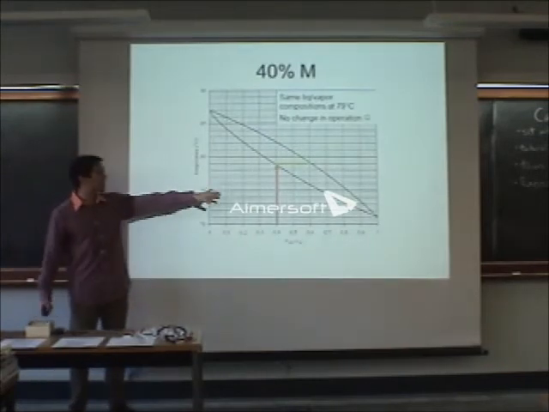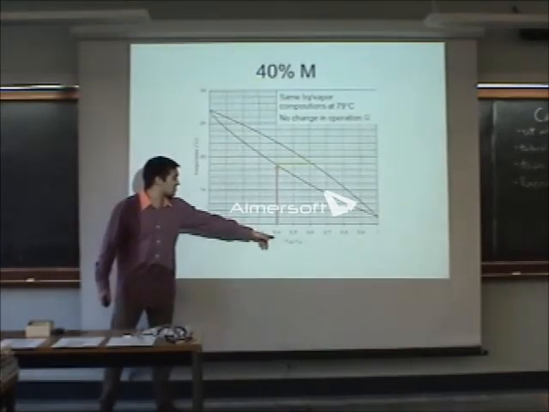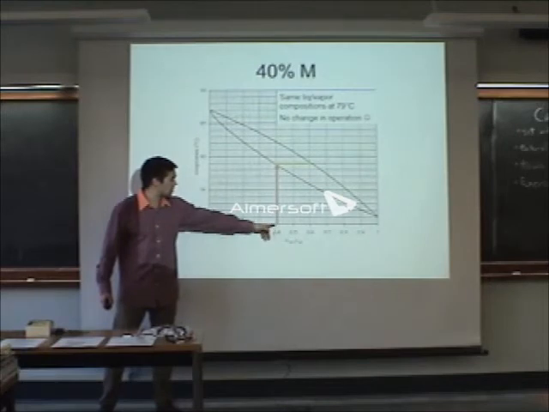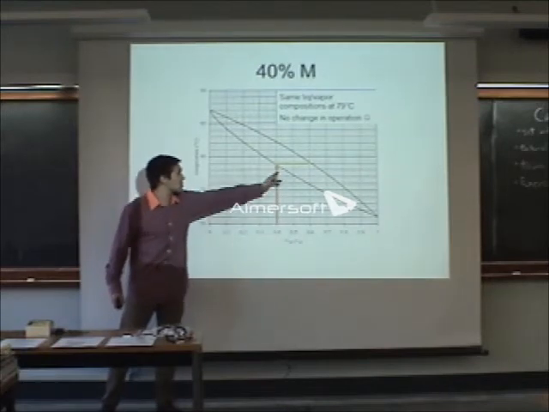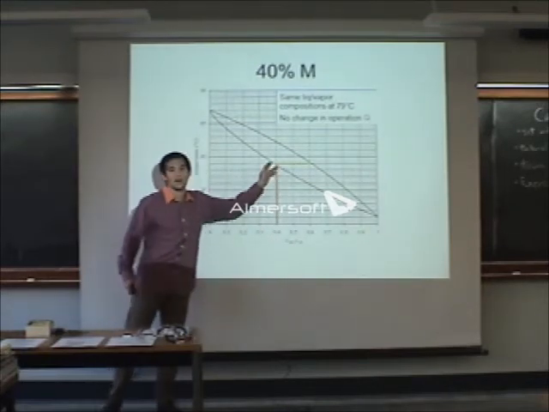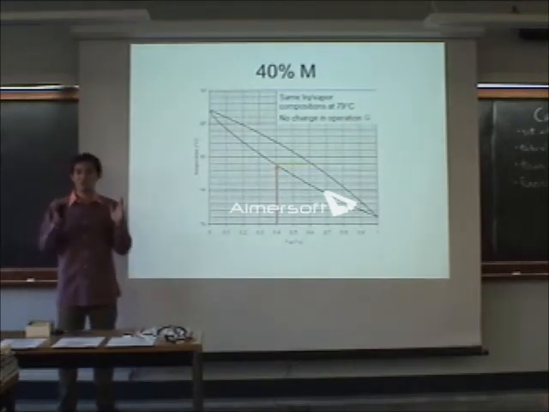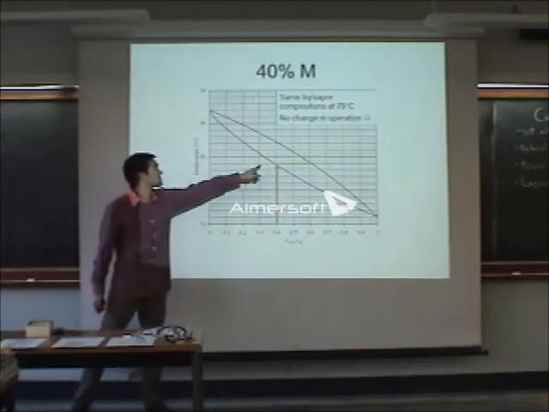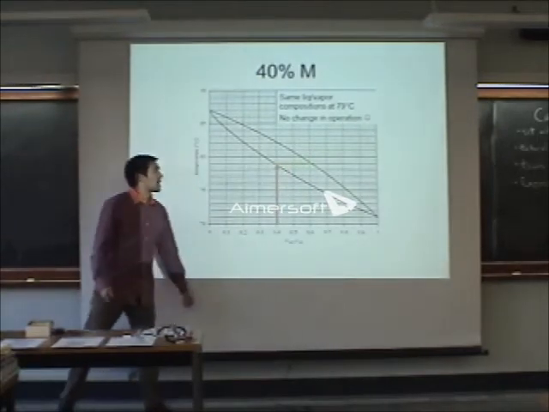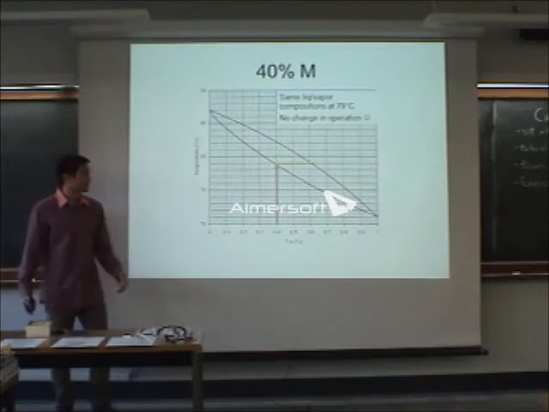So now there's going to be no change in operation, because the feed stage coming in at 40% M liquid still fits into the tie line. So if the feed stage fits within the tie line for that cooler, it's not going to change any of the conditions, because we're going to get the same liquid and vapor compositions coming out of the cooler.